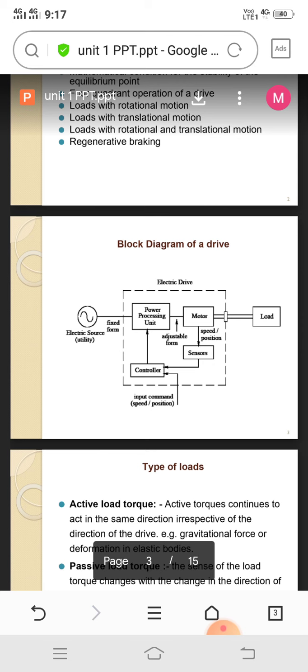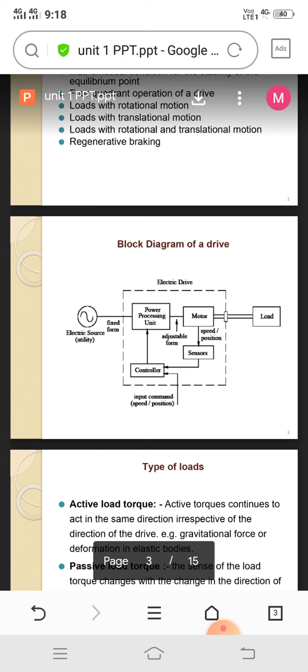This block diagram of the drive system consists of many components connected to each other. Those components are the power processing unit, motor, sensor, and controller. Initially, the electric source has to be connected across the power processing unit. The electrical source input, whether it is DC or AC, feeds power to the power processing unit. The power processing unit gathers the electrical input from the electric source.